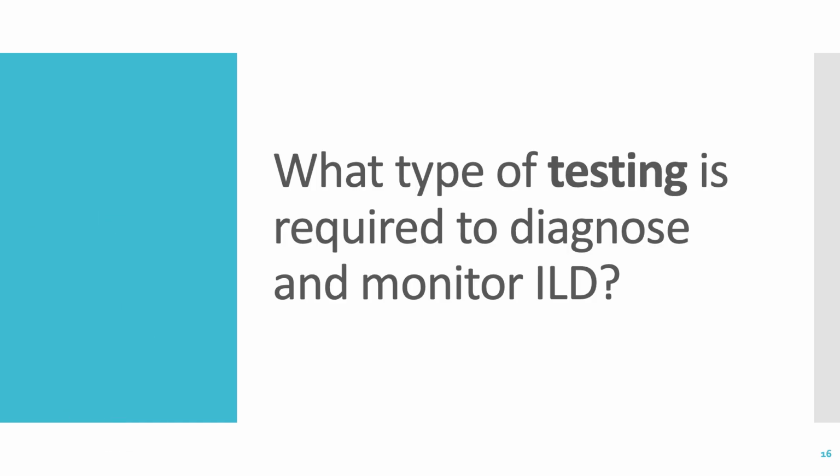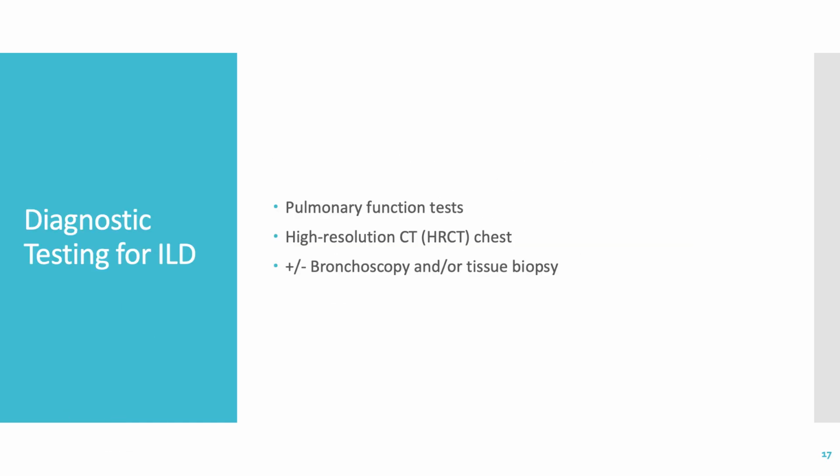So what type of testing do we do to diagnose and monitor interstitial lung disease? The mainstay of testing includes pulmonary function tests, a high-resolution chest CT, and sometimes bronchoscopy or tissue biopsy. But in general, that more invasive bronchoscopy and tissue biopsy isn't often required in patients that have scleroderma lung disease. It's more commonly pursued for patients that do not have connective tissue diseases, but can rarely be used in scleroderma if there's a real uncertainty about the diagnosis.